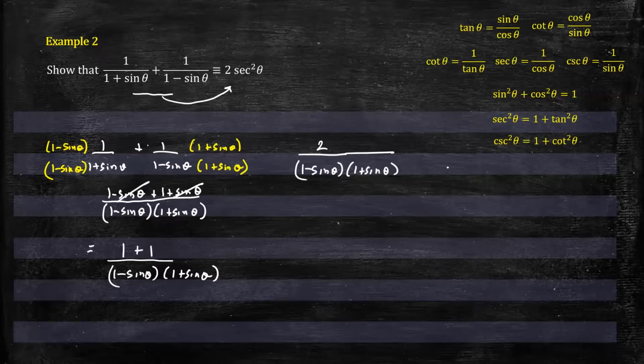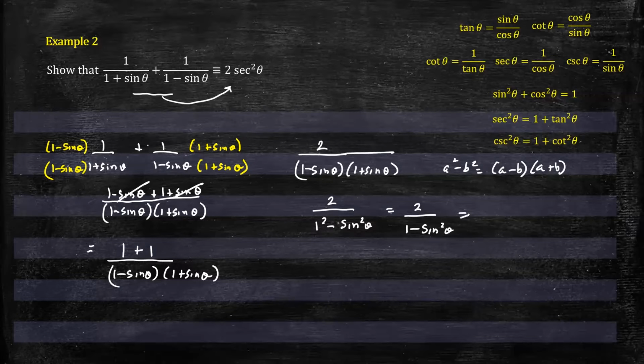And from our difference of squares, which you should know as a squared minus b squared is a minus b, a plus b, we can use that rule to simplify the denominator. So that would be 2 on 1 squared minus sine squared theta. So we have 2 on 1 minus sine squared theta. And using this rule here, sine squared theta plus cos squared theta equals 1, we can simplify the denominator. So we'll have 2 on 1 minus sine squared theta, which is the same as cos squared theta.